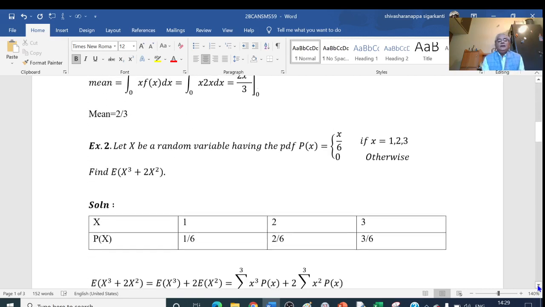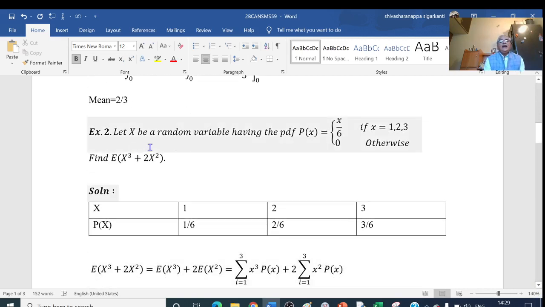Next example, let X be a random variable having the PDF p(x) equal to x by 6 if x equal to 1, 2, 3, and its value equal to 0 in all other cases. So I will write the table here. X is 1, 2, 3. Corresponding values of the probabilities are 1 by 6, 2 by 6, 3 by 6.